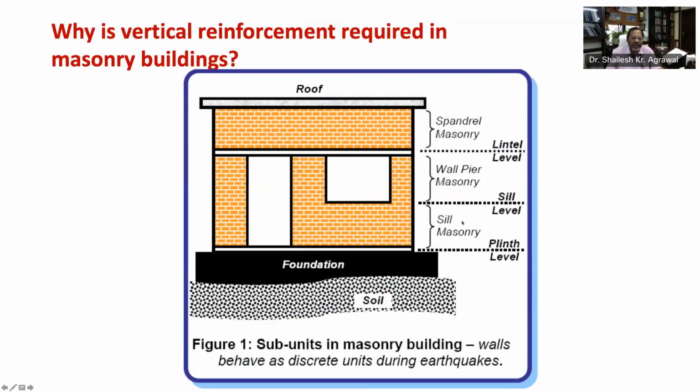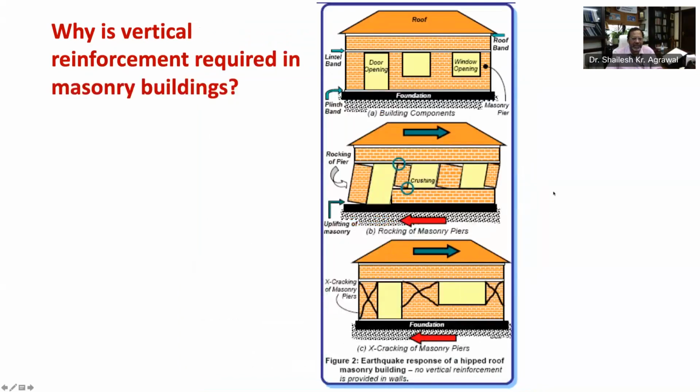During earthquake shaking, the masonry walls get grouped into three subunits as shown in this figure. The masonry above lintel is spandrel masonry, below sill is sill masonry, whereas in between lintel and sill is wall pier masonry. Now let's consider a hip roof building as shown in this figure with two window openings and one door opening. As you can see, it has a lintel band and plinth band as well. Since the roof is a hipped one, a roof band is also provided.